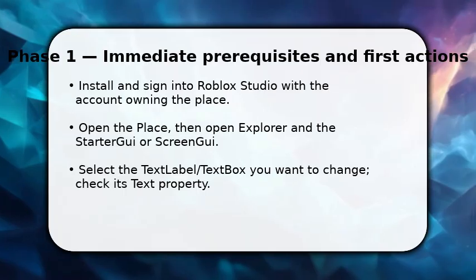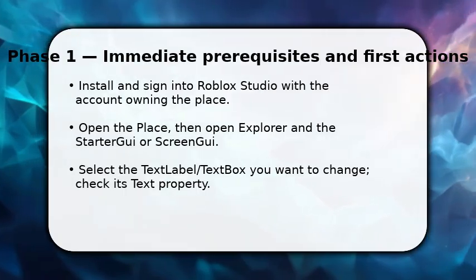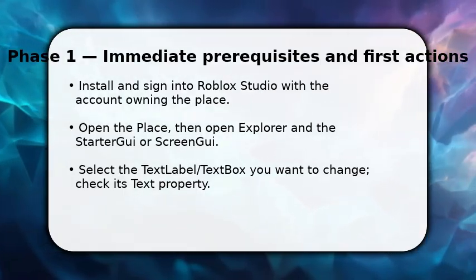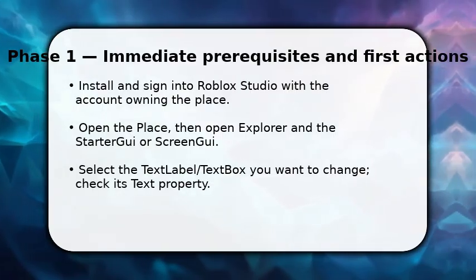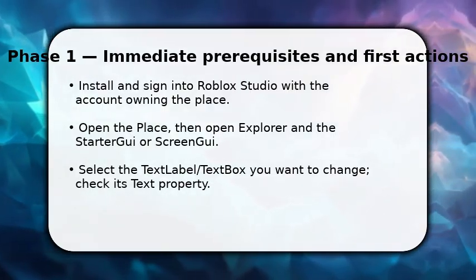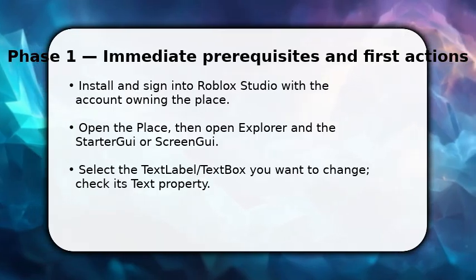You start in Roblox Studio, sign in, and open the place that contains the UI. Once done, open Explorer and locate StarterGui or the active ScreenGui. You need the TextLabel or TextBox instance.